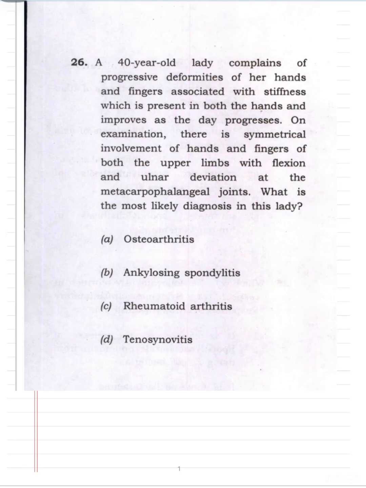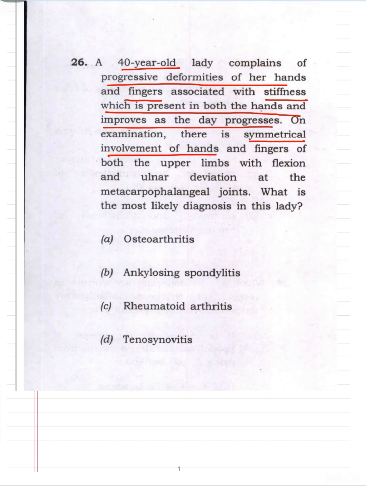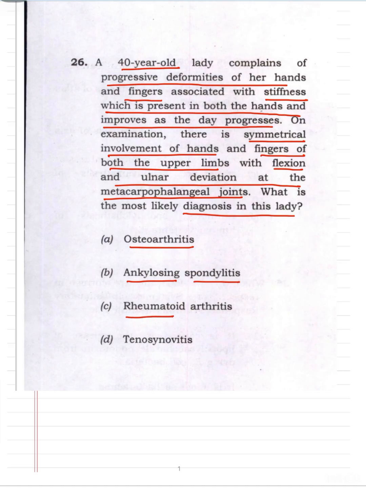So 26th question is, a 40-year-old lady complains of progressive deformities of her hand and fingers associated with stiffness which is present in both the hands and improves as the day progresses. On examination, there is symmetrical involvement of hands and fingers of both the upper limbs with flexion and ulnar deviation at the metacarpophalangeal joints. What is the most likely diagnosis in this lady? Osteoarthritis, ankylosing spondylitis, rheumatoid arthritis, and tenosynovitis.